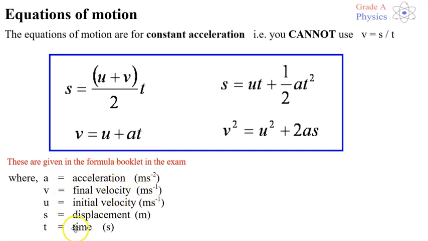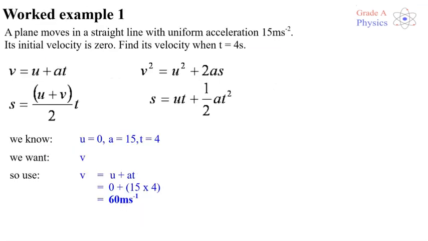So I think a and t are pretty obvious. Remember, s does not mean speed, and s does not mean seconds. s is displacement, so that's very important. And as we've seen previously, v and u, so we have final velocity and the initial velocity. So I'm going to take you through a few worked examples of how to use these formula to solve simple problems. So the first worked example, this is a nice simple one.